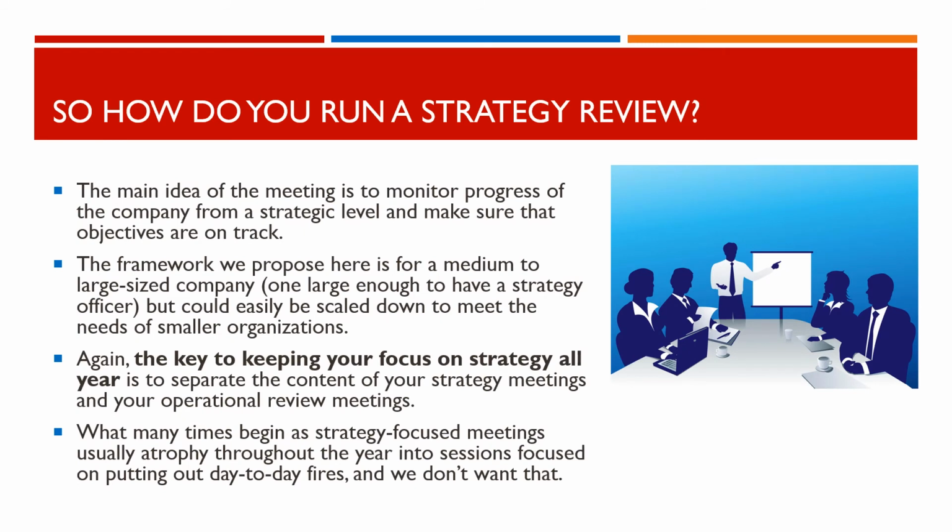So how do you run a strategy review? The main idea of the review meeting is to monitor progress of the company from a strategic level and make sure that objectives are on track. The framework we propose here is for a medium to large-sized company, one large enough to have a strategy officer, but could easily be scaled down to meet the needs of smaller organizations.